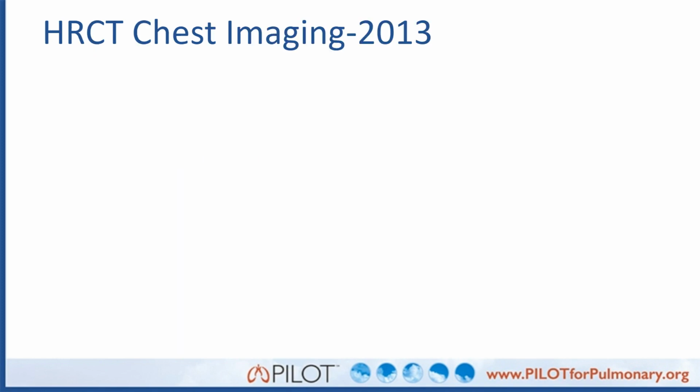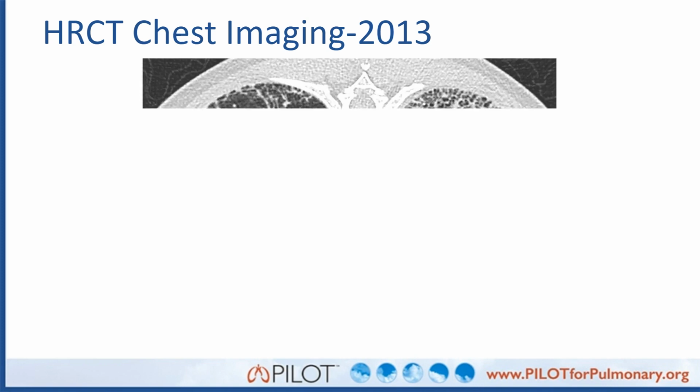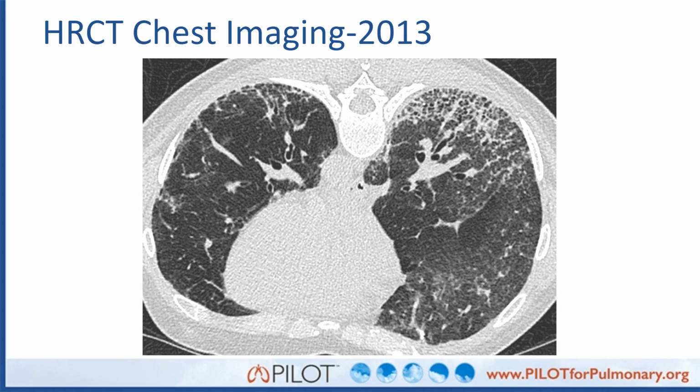In terms of her CT imaging, while I wasn't able to access her CT back from 2009, I did find a CT from 2013. And in this CT, what you can see is that this patient has reticulation, which is represented here by this top red arrow. And these are these fine white linear opacities that we think represent fibrosis or scarring in the lung.